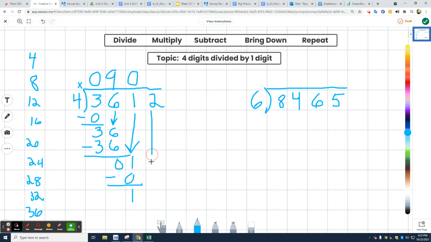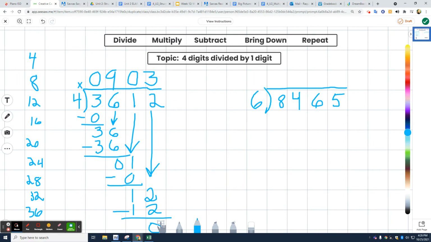My final step, bring down the 2. One more time, I've got to repeat. Divide. How many 4s are in 12? I count. 1, 2, 3. 3 4s in 12. 3 times 4 is 12. I write it down, and I subtract one final time. And I am lucky. I have 0, so I have 0 remainder.